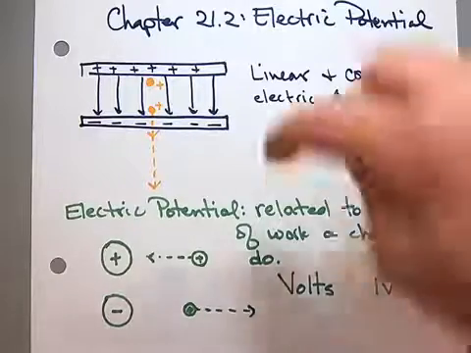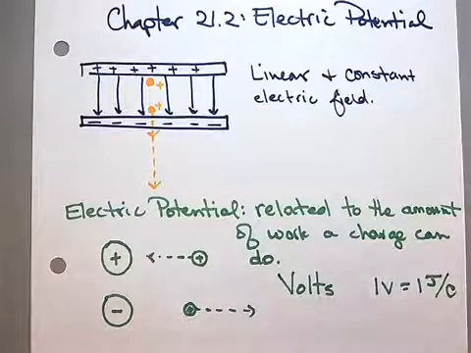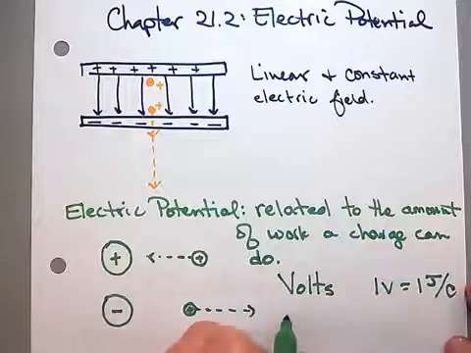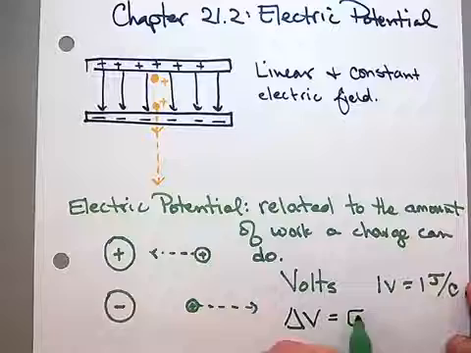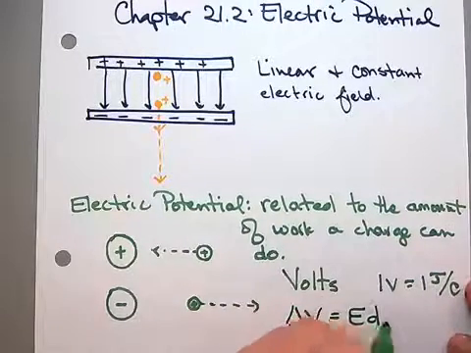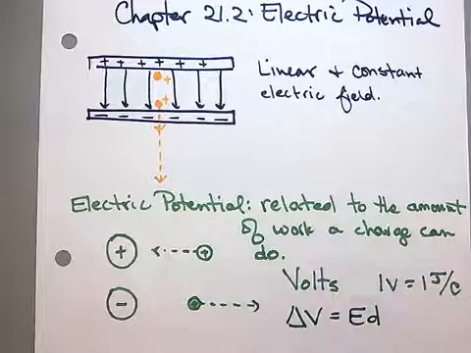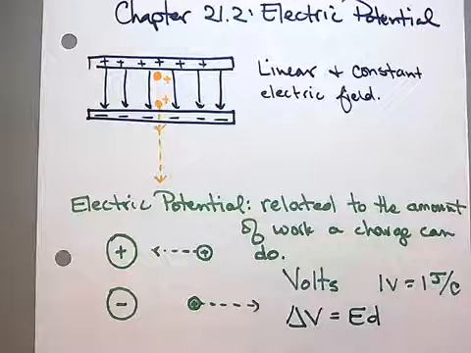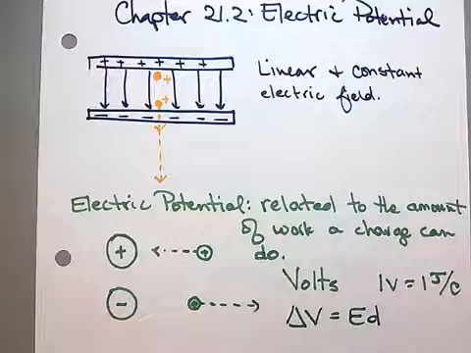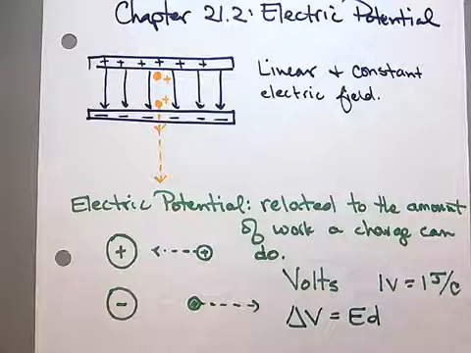Anyway, back to my charge plates, guys. For charge plates, the voltage across the plates is going to be equal to the electric field between the plates times the distance between the plates. And this does go on your equation sheet. We'll put it under electric potential between parallel plates.